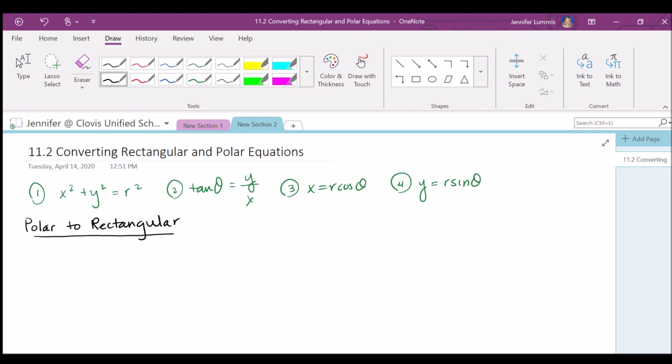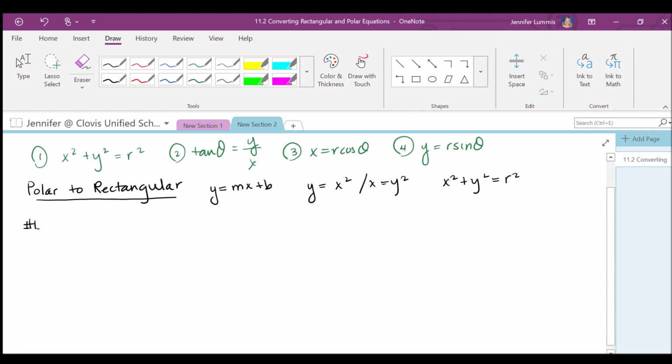Now, we know what rectangular equations often should look like, which makes this a little bit easier. For instance, if we end up with the equation of a line, it should be in the form of y equals mx plus b, although that's not the only way to write the equation of a line. If we end up with a parabola, we may have y equals x squared. You could also have x equals y squared. So just remembering how equations should look to get our final answer. If we end up with the equation of a circle, of course we want x squared plus y squared equals r squared, which is nice because that's actually one of our formulas, so we'll see that here.